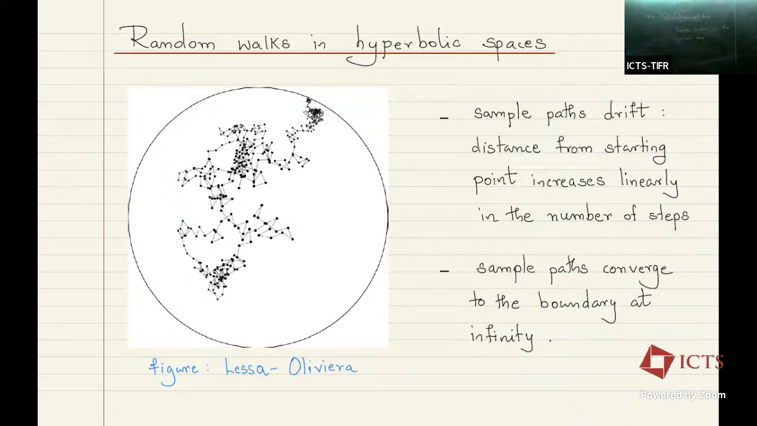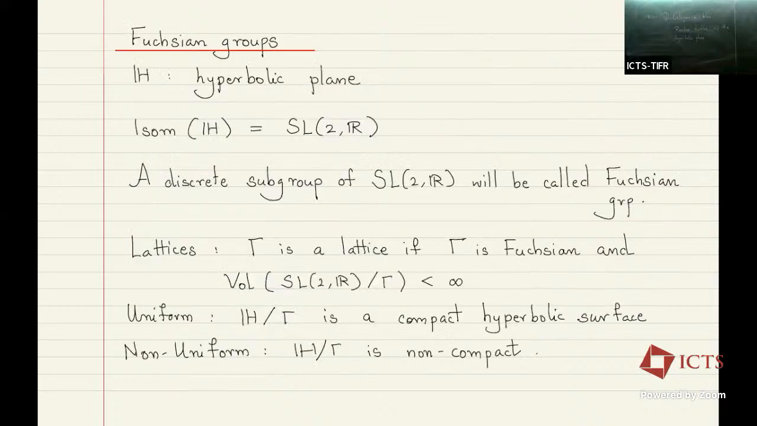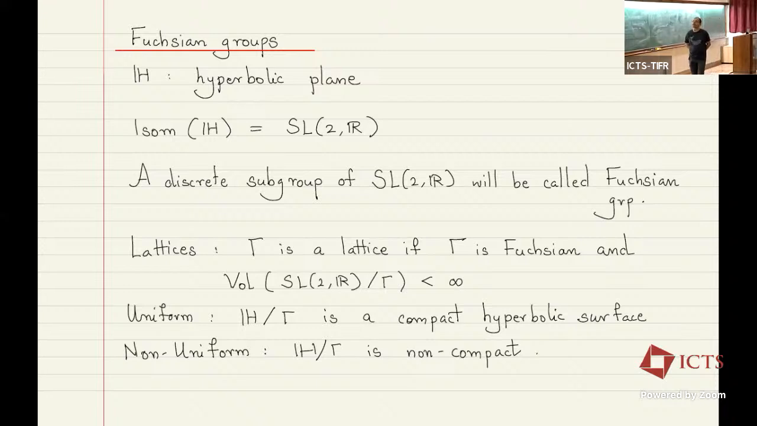Now I have to introduce the next object, which is Fuchsian groups. So here are some basic preliminaries. H is the hyperbolic plane. We know that the isometry group of the hyperbolic plane, there should be a P in front of everything, but we are going to forget the P's in this talk, is SL2R. This is a Lie group. We'll call a discrete subgroup of this Lie group a Fuchsian group.